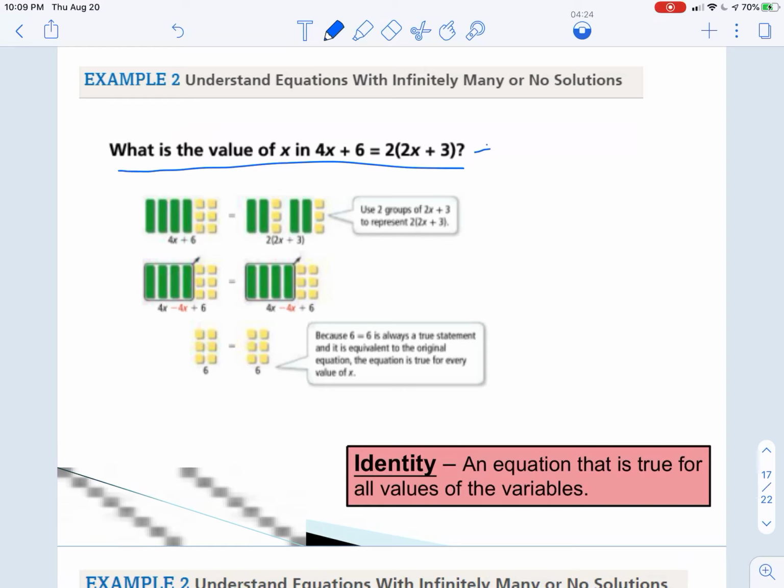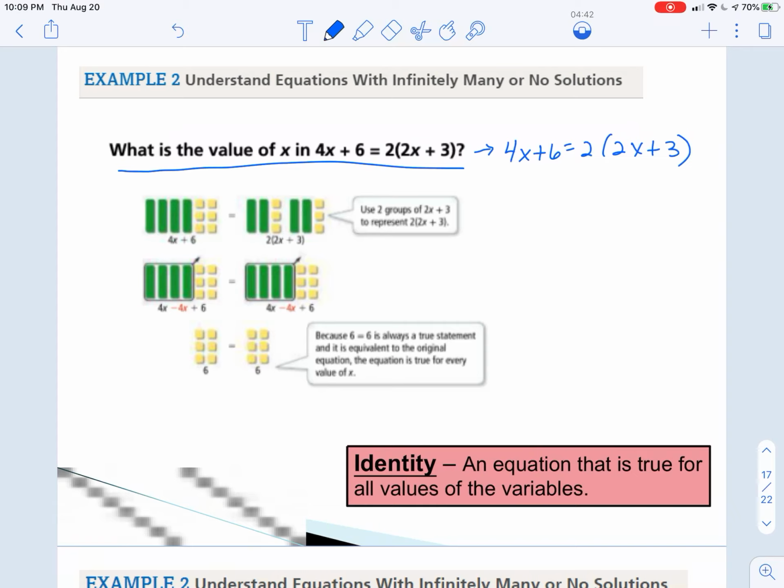I'm going to go off to the side here and rewrite this so we can work through it a little bit. We're looking to combine like terms so we can figure out how many solutions we may have. Will we have one? Will we have more than one? Maybe we'll have none.